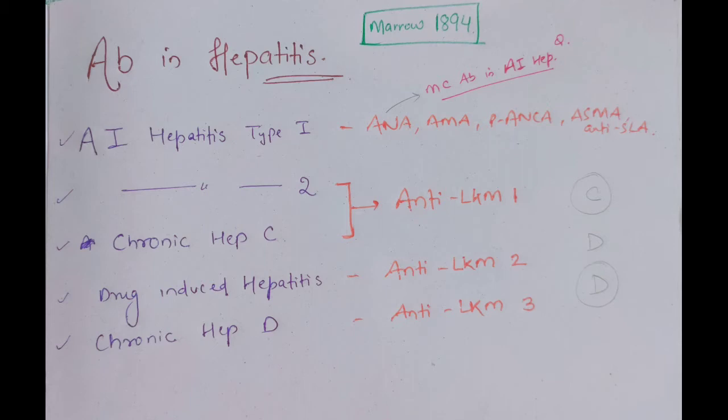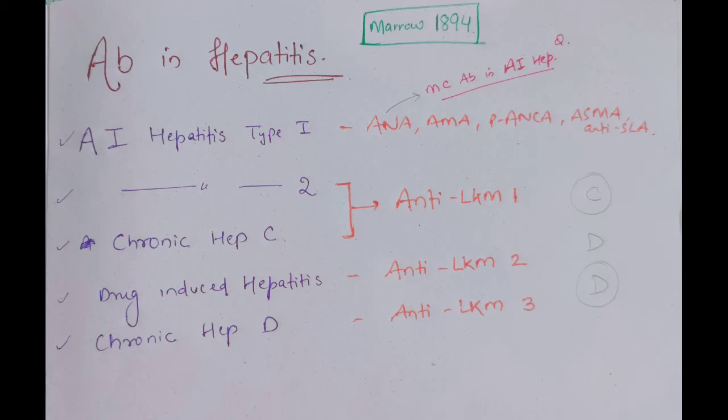Now coming to type 2 and chronic hepatitis C, both have a common antibody, that is anti-LKM1, LKM for liver kidney microsomes. So how to remember this? Remember the sequence anti-LKM1, 2 and 3. Just remember C and D.